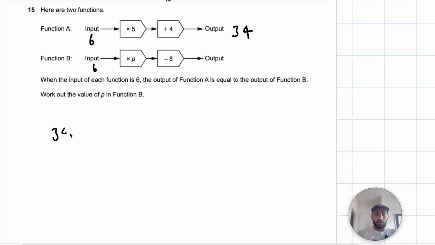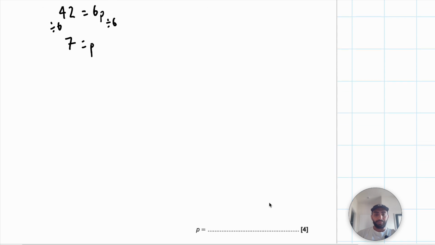So that 34 is going to be equal to 6 times by P, so 6P, take away 8. Just need to solve this equation. Right now, P is multiplied by 6, and then we're taking away 8, so we're going to get rid of this first. We'll add 8 to both sides. 34 add 8 is 42, is equal to 6P. P is being multiplied by 6, so we divide by 6 on both sides. 42 divided by 6 is 7.